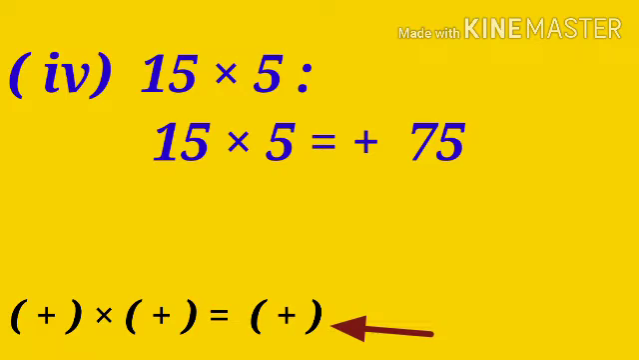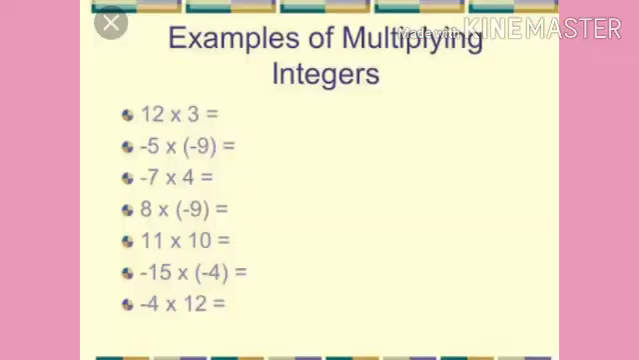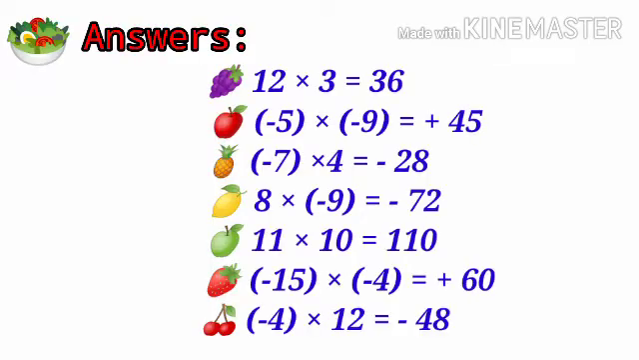We know that when we multiply two positive integers, it always gives a positive integer. That is, 15 into 5 is equal to plus 75. Students, it is very important: multiplying any number by 0 results in 0 as the answer. I have given some more examples. Try those problems by using multiplication integer rules.